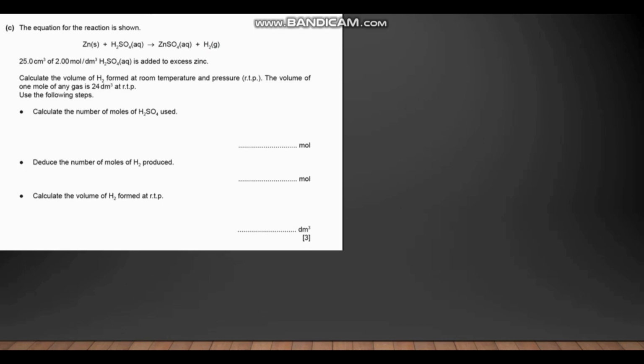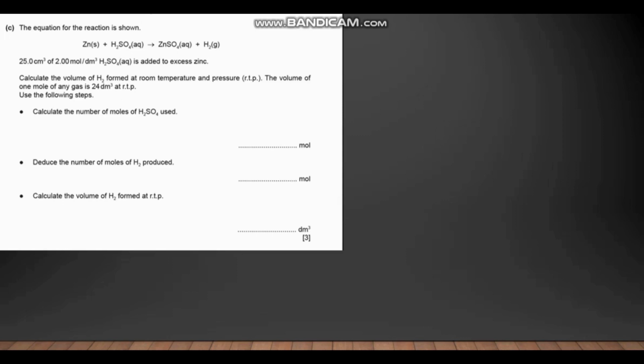Coming to the third question. The question says the equation for the reaction is given. Zn plus H2SO4 gives you ZnSO4 and H2 gas. Now here 25 cm³ of 2 mol/dm³ H2SO4 is added to excess Zn. Calculate the volume of hydrogen produced at room temperature and pressure. The volume of 1 mole of any gas is 24 dm³ at RTP.